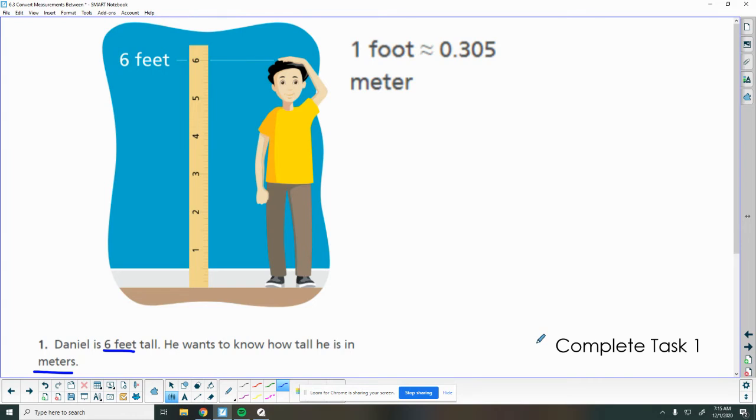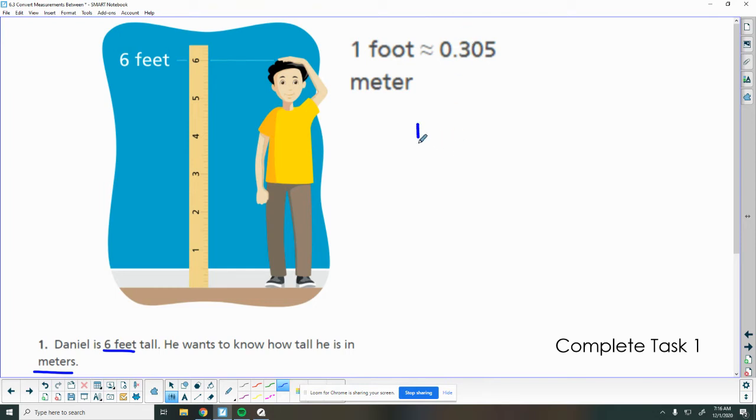And if I wanted to know, they would measure over there in meters or centimeters. And so I would have to be able to convert my height into that. So on our chart, it told us that 1 foot is about 0.305, so 305 thousandths of a meter. So a foot is less than a meter.